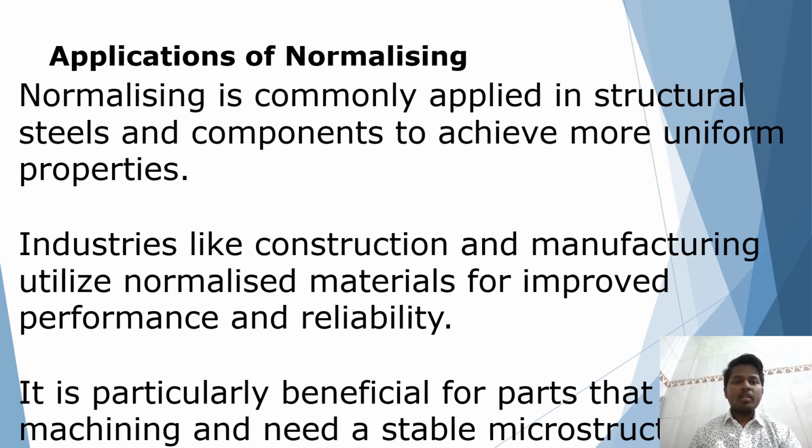Applications of normalizing. Normalizing is commonly applied in structural steels and components to achieve more uniform properties. Industries like construction and manufacturing utilize normalized materials for improved performance and reliability. It is particularly beneficial for parts needing machining and a stable microstructure.